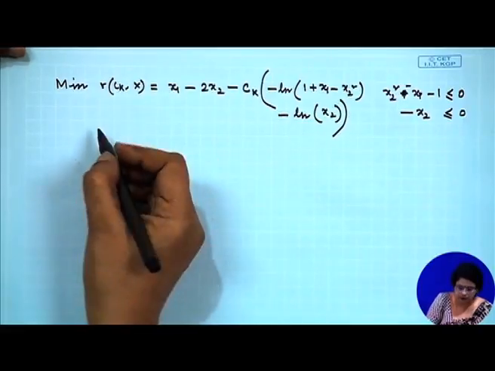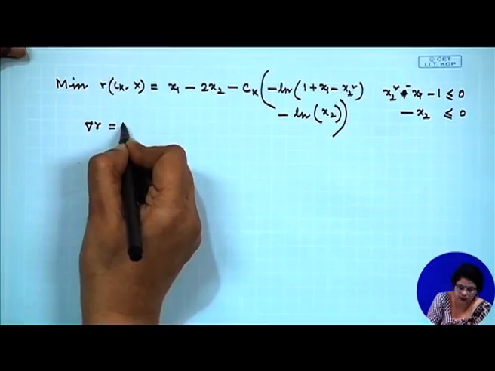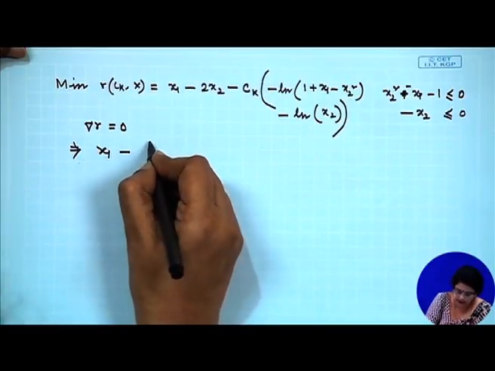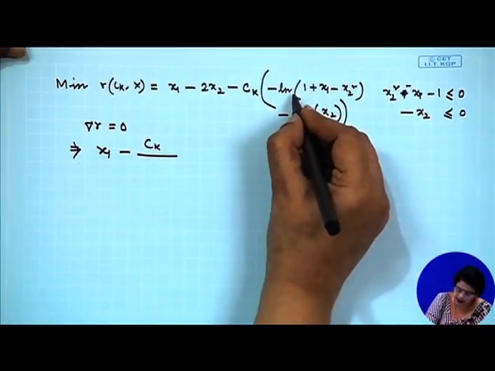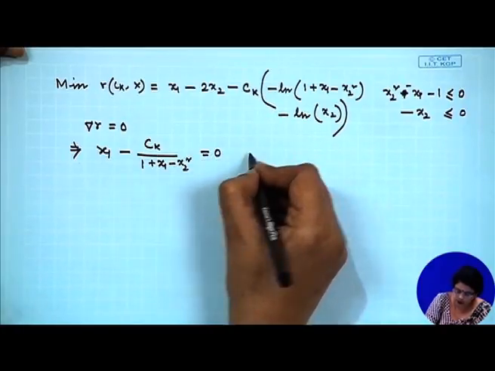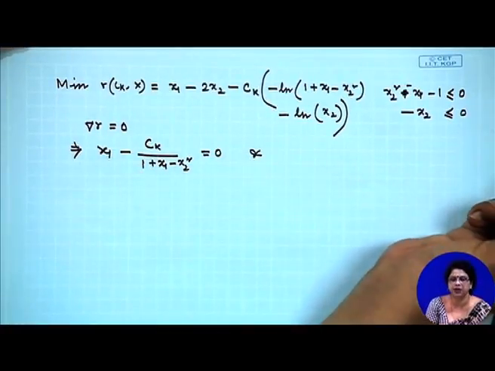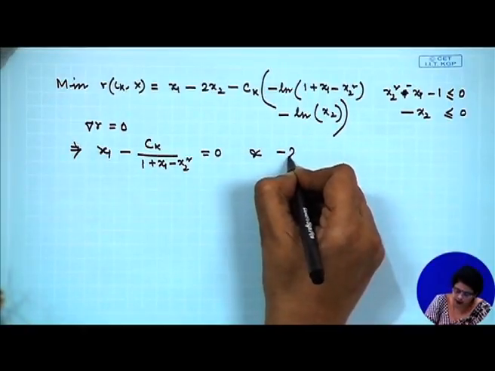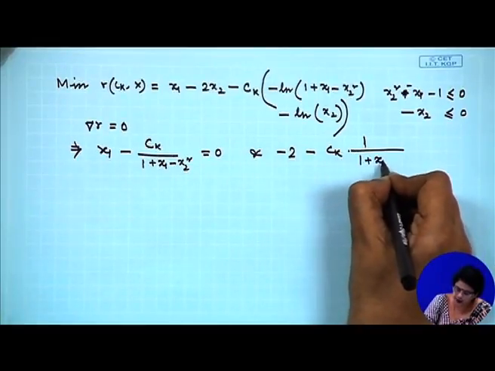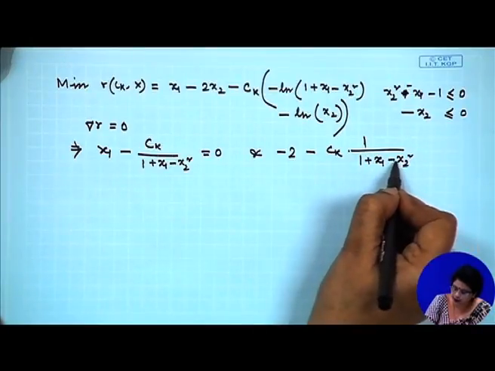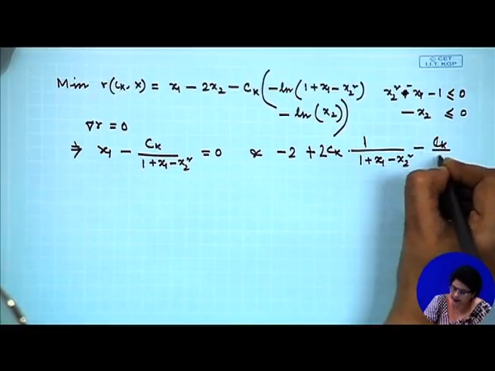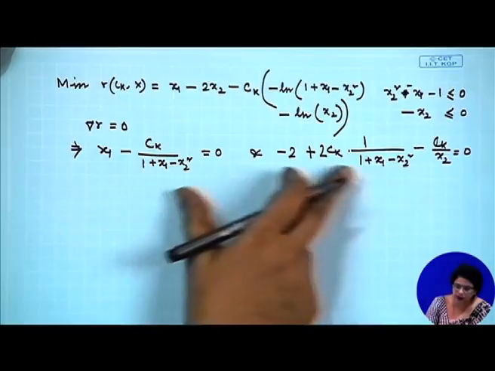Now, the gradient is equal to 0. The first order necessary condition gives us the condition that 1 minus ck divided by 1 plus x1 minus x2 square equal to 0, and we get another condition by partially differentiating with respect to x2, that is minus 2 minus ck divided by 1 plus x1 minus x2 square, times minus 2 x2, that is plus 2 ck x2, minus ck divided by x2, again equal to 0. We are having two conditions together.